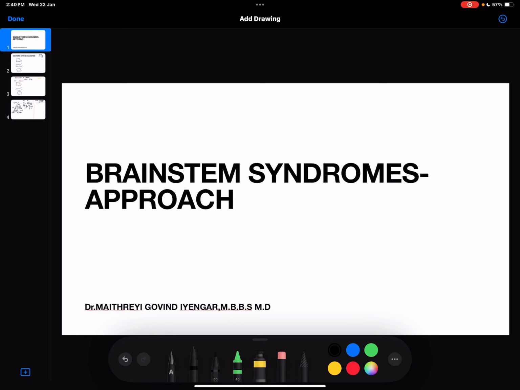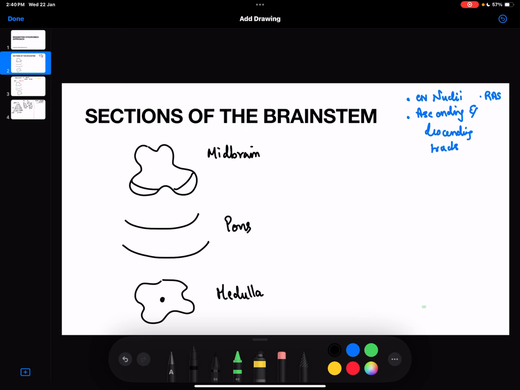Good morning, everyone. For today, we'll be looking at a very interesting topic, yet considered to be one of the most difficult topics in medicine, which is the brainstem syndromes. How do we approach these brainstem syndromes and how do we simplify them is what we'll be looking at. So, what is the brainstem?